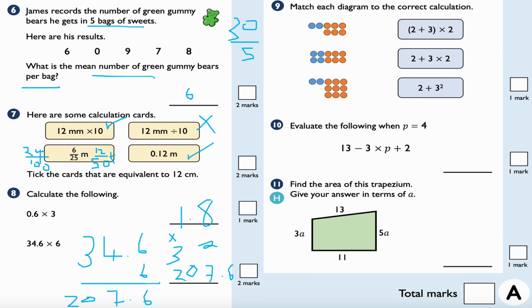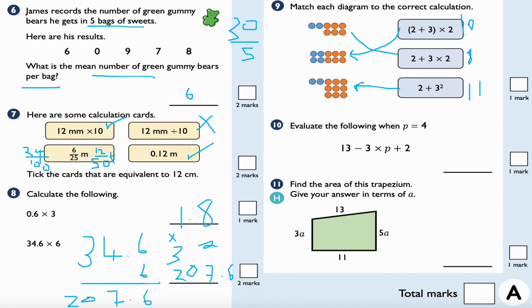Okay, this is question number 9. Match each diagram to the correct calculation. So this is going to be 5 times 2, which is 10. So the answer for that is 10 using BIDMAS. That would be 2 plus 6, which is 8. 3 squared is 9. Plus 2 is 11. So that one's going to go with that one. Okay, this one's going to go with this one. Okay, and then this one is going to go with this one.